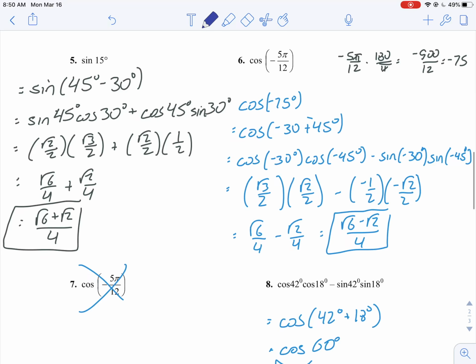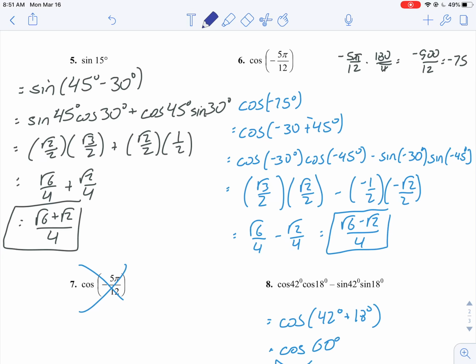On the back side, I've already worked out a couple of examples that you can review at your leisure, with the exception of number 8. I have worked it out, but I want to explain it a little bit. On number 8, they give us an expression: cosine of 42 times the cosine of 18 minus the sine of 42 times the sine of 18.